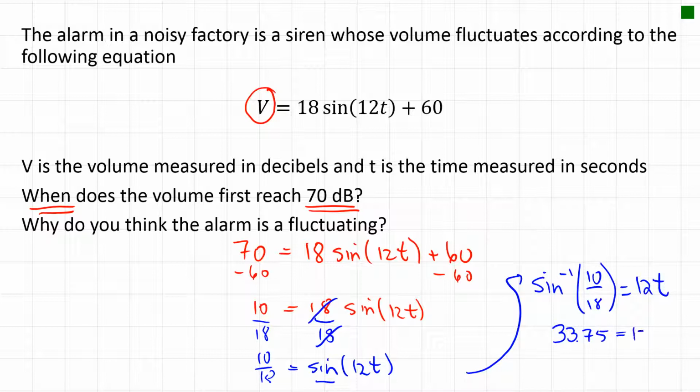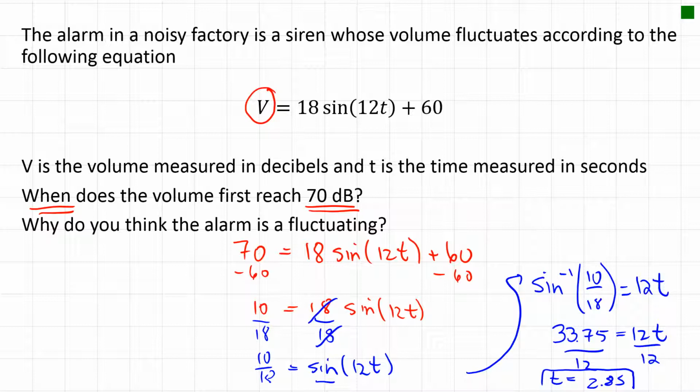33.75 equals 12t. So the last step is to divide both sides by 12, and that leaves a time of 2.8 seconds. So it will hit a volume of 70 decibels at 2.8 seconds.